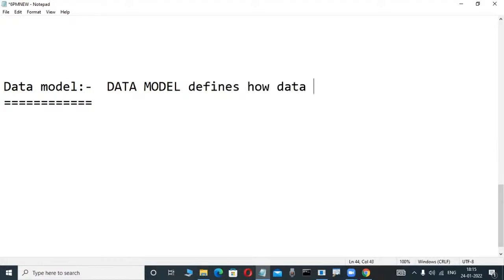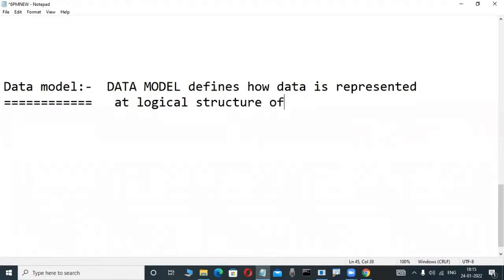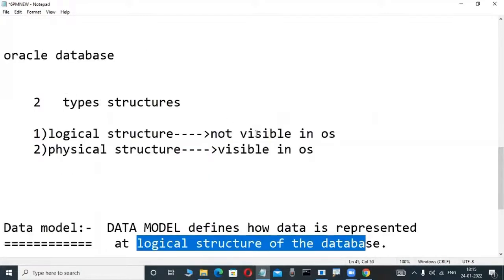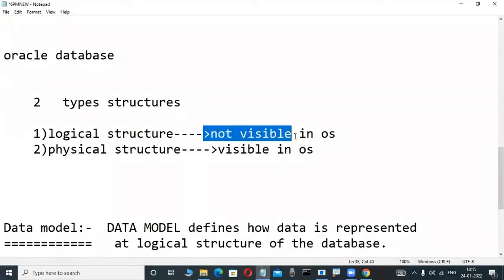Observe here, how data is represented at the logical structure of the database. How easy a definition. Observe it here, the logical structure of the database. And now check it out. What is a logical structure? In previous classes I told you, a structure which is not visible in the operating system is called a logical structure. When you are creating a table, that is not visible in the operating system, but that structure is visible in the database or not.